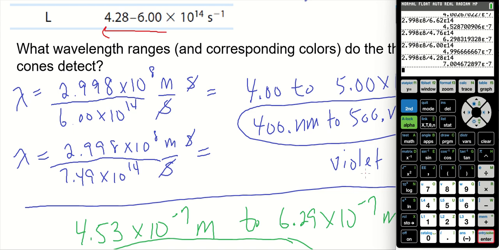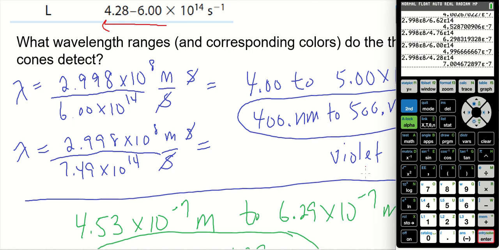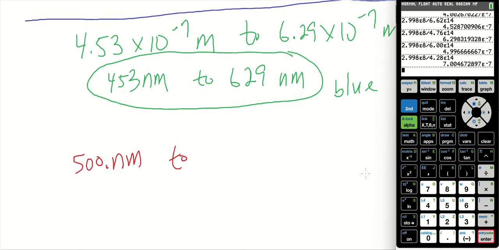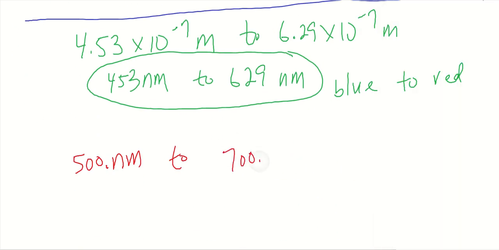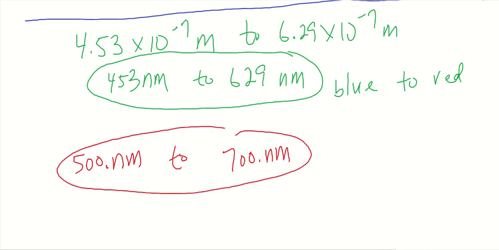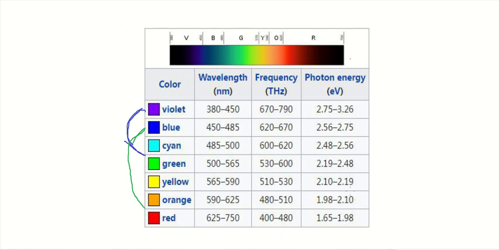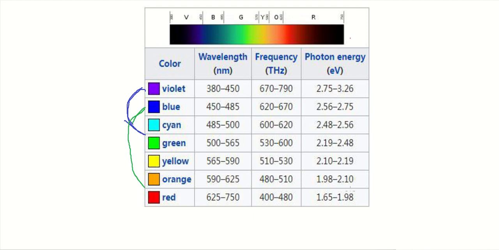All right, it's going to go all the way to red. 7.00, so 700 nanometers, red. So that's going to be 500 to 700 nanometers, right around there: green to red. Green to red.